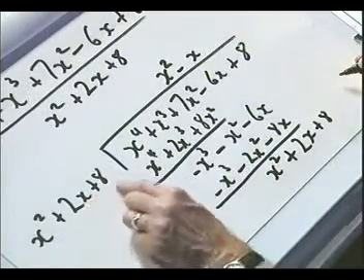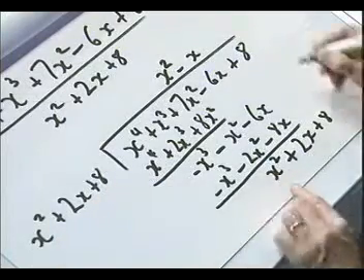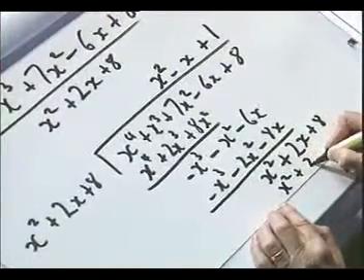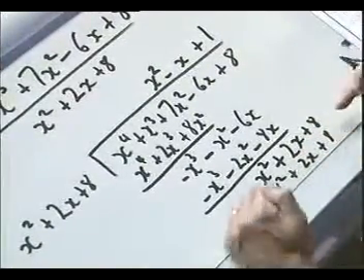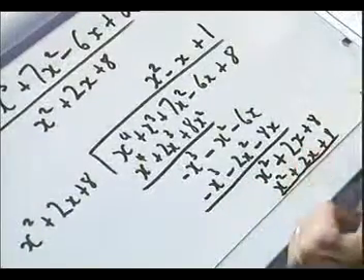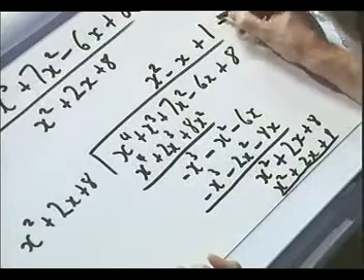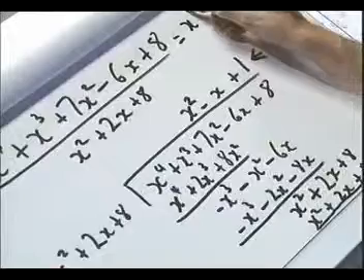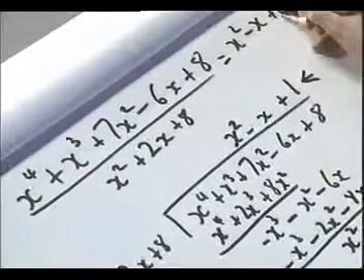X squared plus 2x plus 8, well, x squared goes into x squared once, and so x squared plus 2x plus 8, and again we can see these two are the same. When I take them away, I will have nothing left, and so this is my answer. The result of doing that division is that.